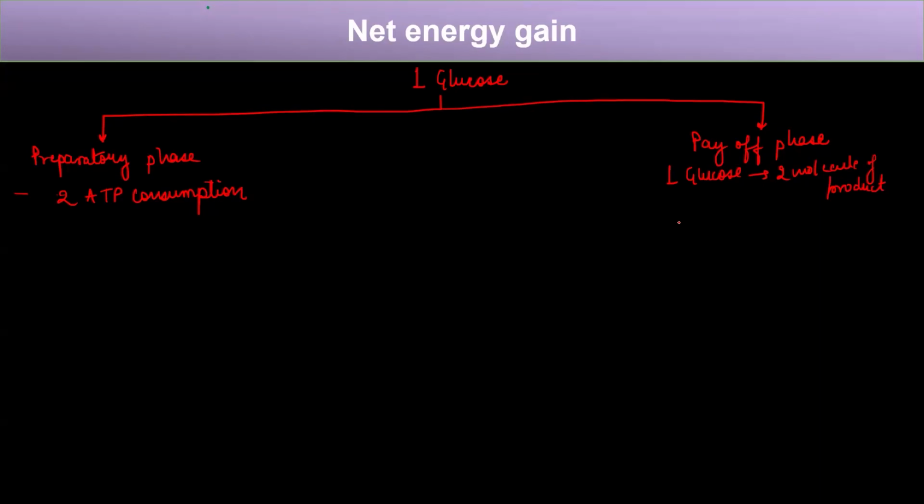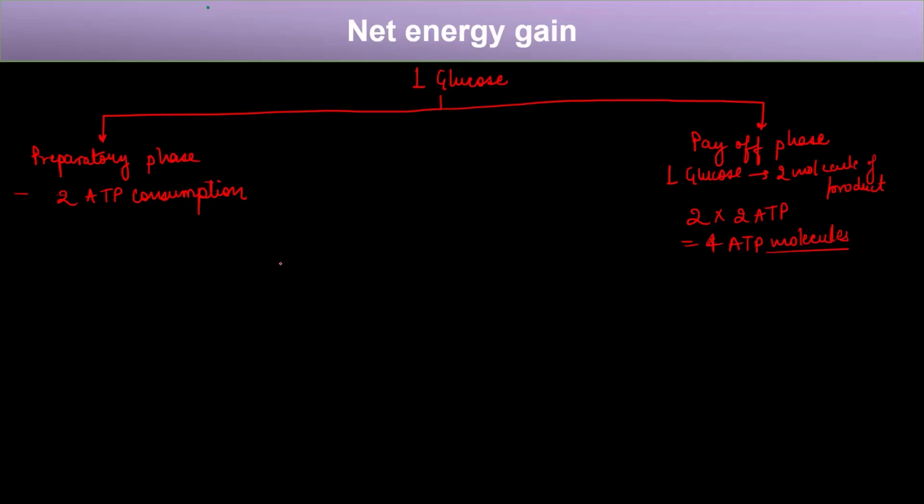So in the payoff phase, what will we have? We have a 2-step ATP formation. So we'll have 2 into 2 ATP. That is the net gain of ATP is 4 ATP molecules. Right? We'll have a net gain of 4 ATP molecules in the case of the payoff phase.